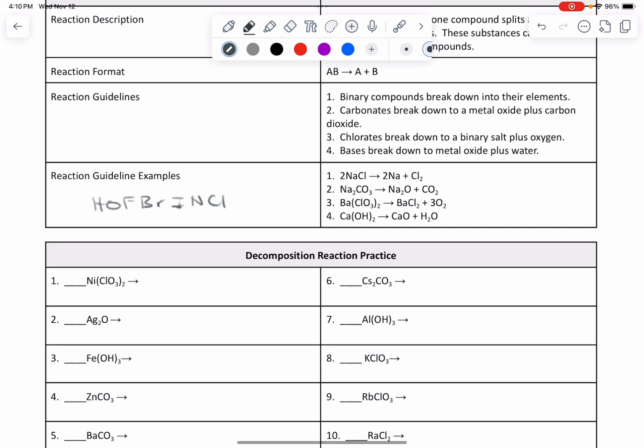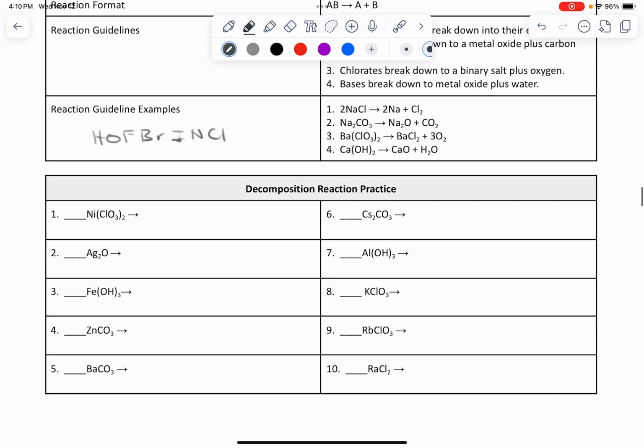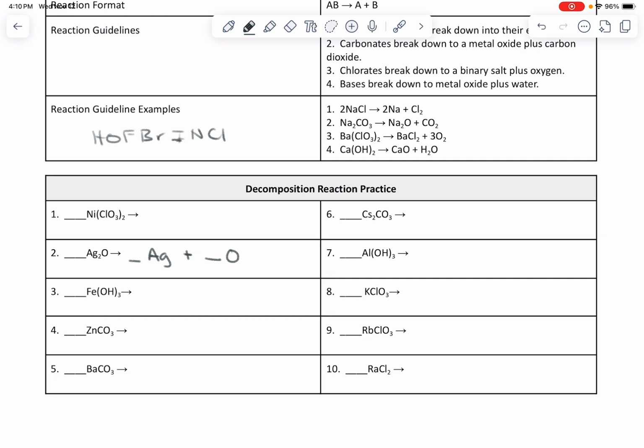So number 2, again, is this reaction. So we have silver oxide, and it's going to break down into its parts. So this would yield silver, which can stand alone. So we just leave it just like that. Plus oxygen. Let me put in a line for balancing. Silver, plus oxygen. Now remember, oxygen is a Hofbrinkel. It cannot stand alone, so we need to put a 2 here.